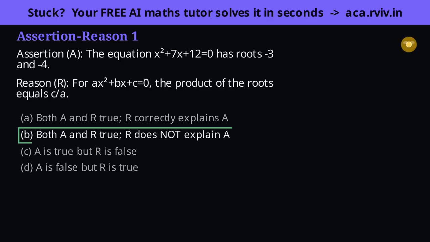But here's the subtle part. Does that rule, by itself, produce these particular roots? No. Knowing only that the product is 12 could give many pairs, it doesn't single out minus 3 and minus 4. So both statements are true, yet the reason is not the correct explanation of the assertion. That's option B.